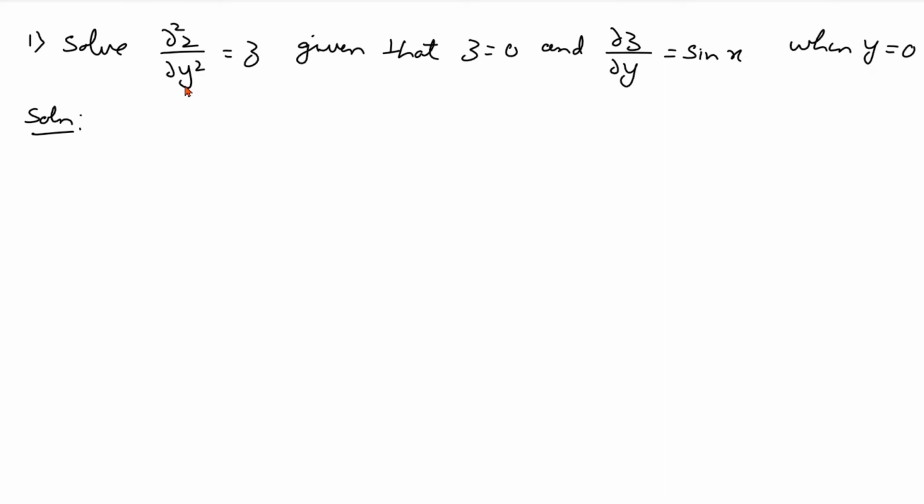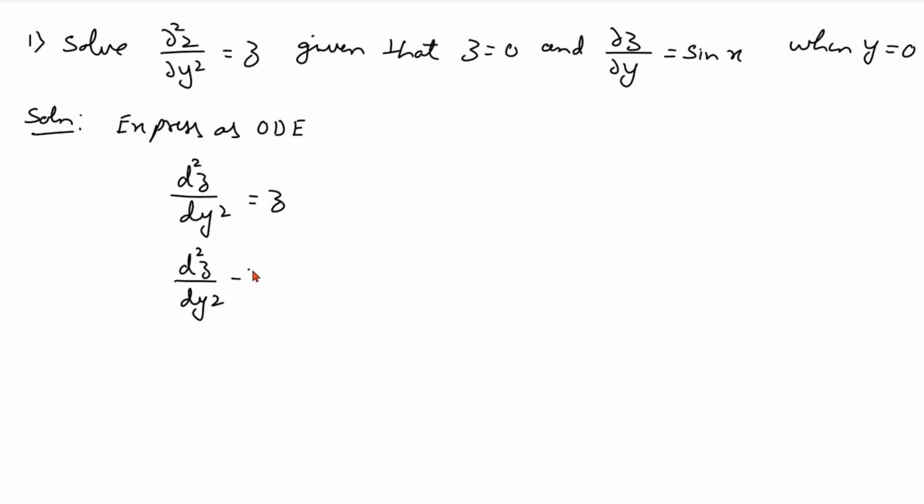You have only one independent variable, therefore we have to express this in the form of ODE. If we express as ODE, we will be getting d²z/dy² = z. Or if I take z on the left hand side, d²z/dy² − z = 0.